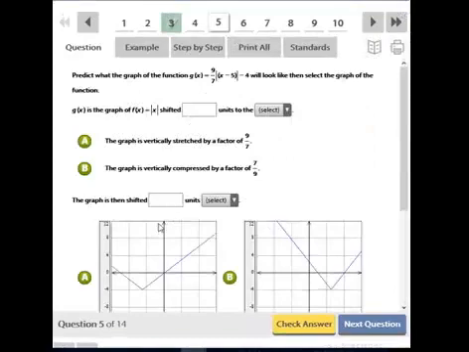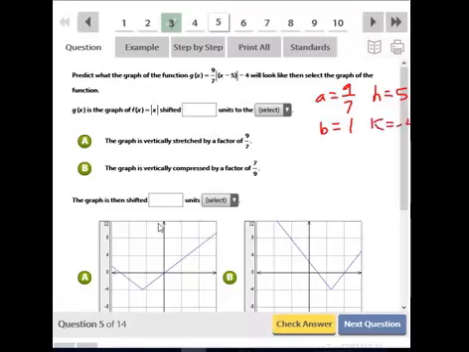Let's predict what this graph would look like. Let's identify our key values here. A is 9/7. B is 1. H is positive 5. And K is negative 4. So we're going to shift to the right. H is what goes left and right. It's positive 5.